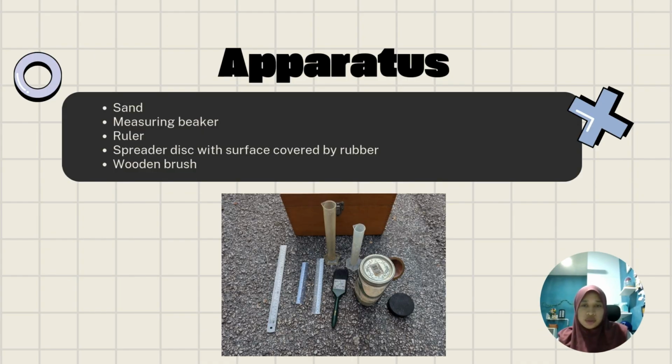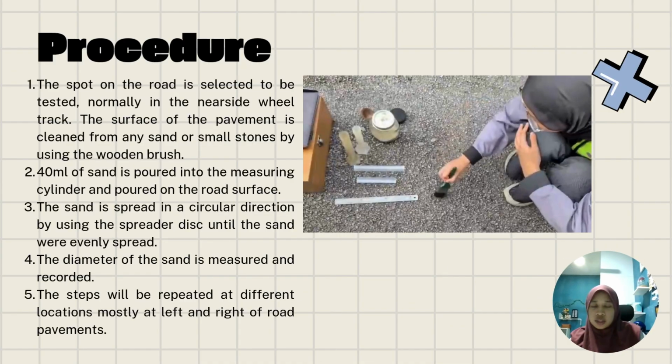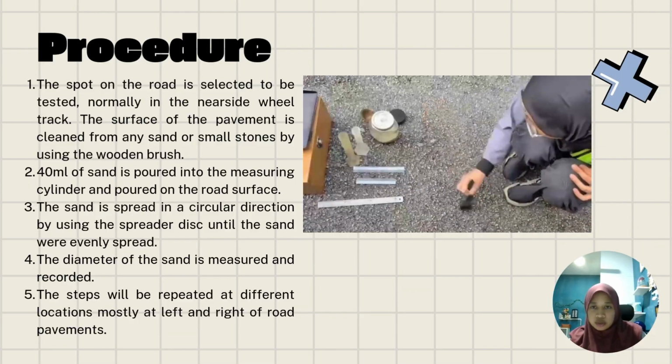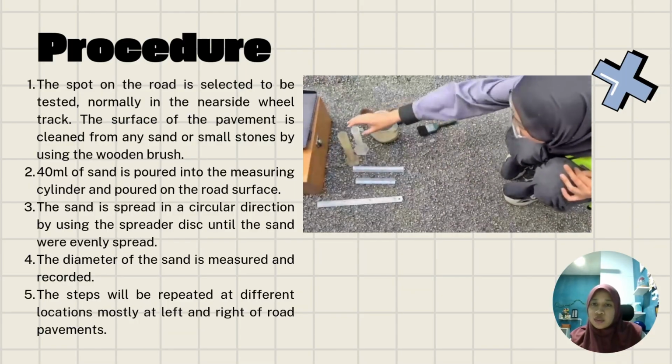The apparatus that will be used is sand, measuring beaker, ruler, spreader disc with surface covered by rubber, and wooden brush. So the first step for this lab is that the spot on the road to be tested is selected, normally in the near side wheel track.